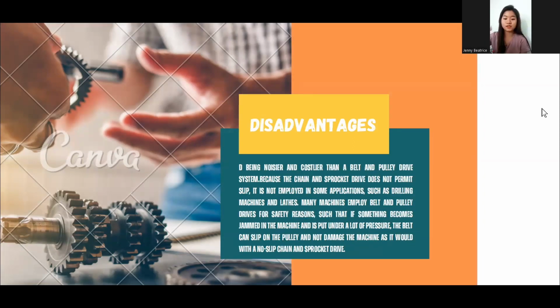The disadvantage is that they are noisier and costlier than a belt and pulley drive system, because the chain and sprocket drive does not permit slip. It is not employed in some applications such as drilling machines and lathes. Many machines employ belt and pulley drives for safety reasons. If something becomes jammed in the machine and is put under a lot of pressure, the belt can slip on the pulley and not damage the machine, as it would with a no-slip chain and sprocket drive.